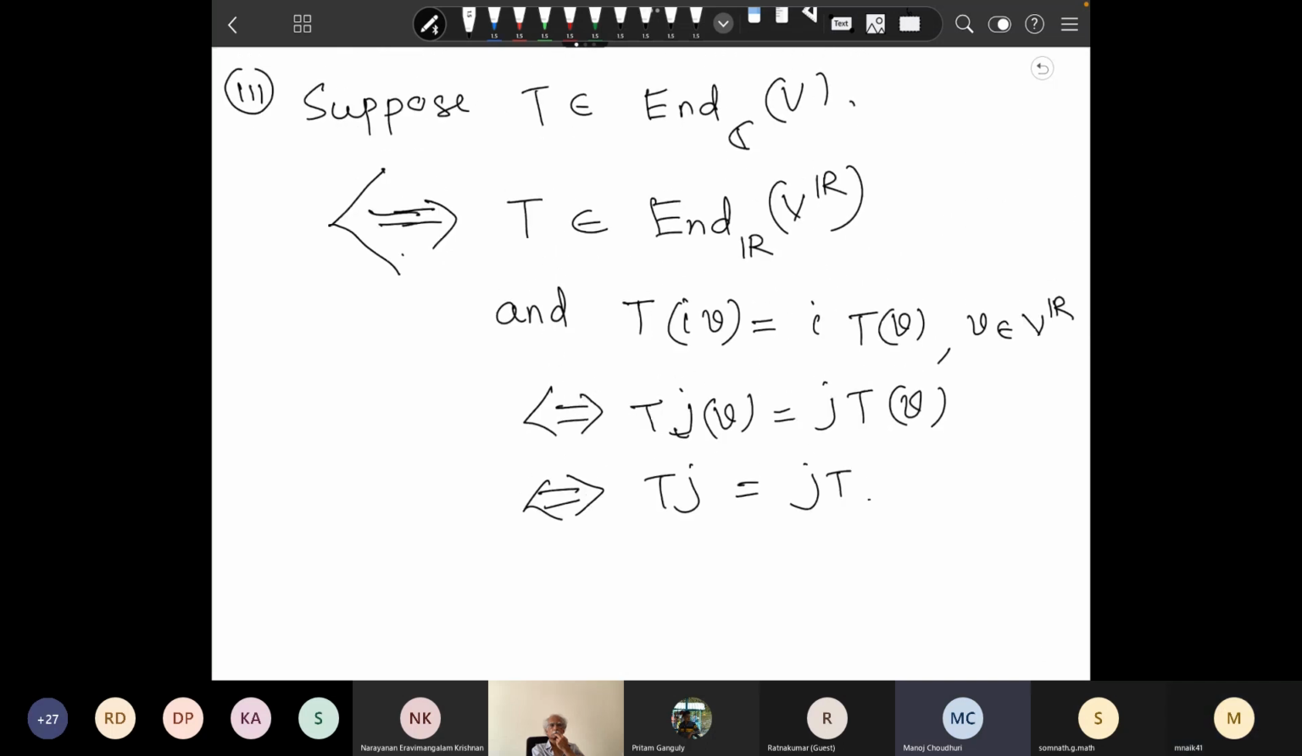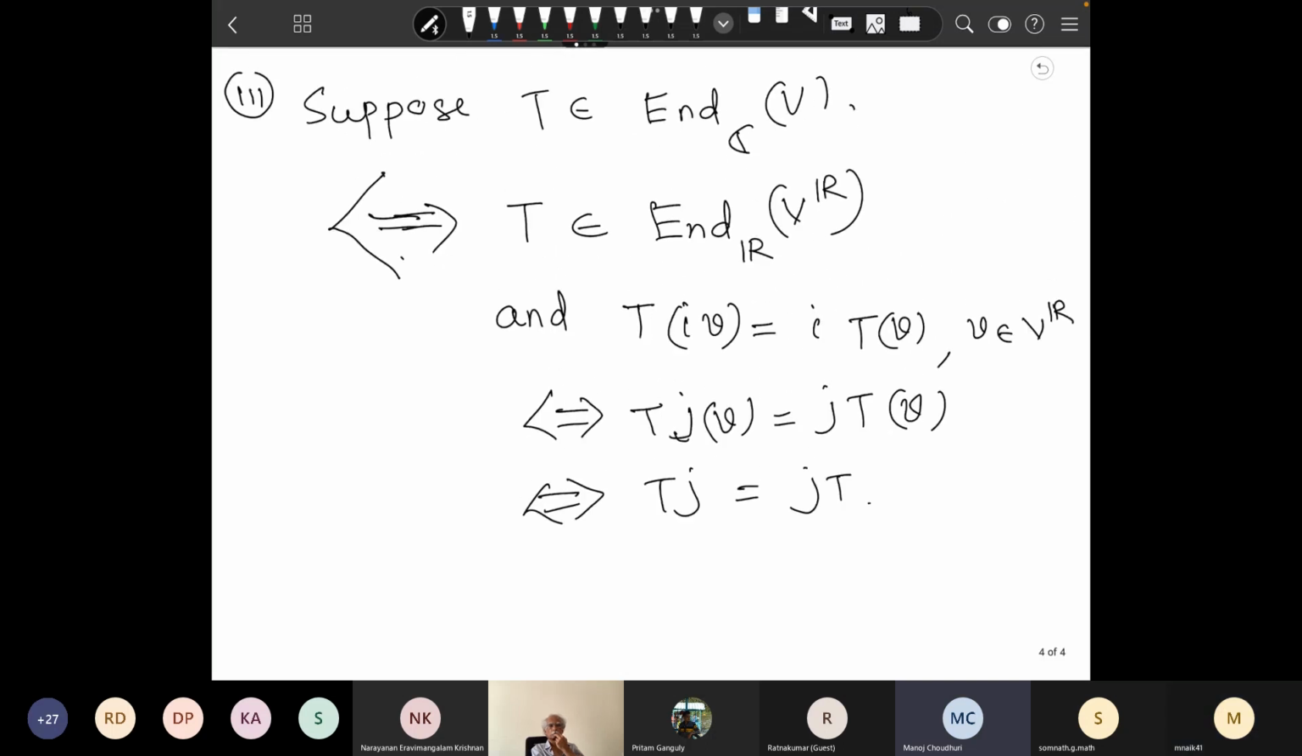Yeah, can you repeat? Your first statement was that T respects the scalar multiplication by i. That is obvious, right? Because T is complex linear. That is what I am saying. The other statement: suppose T is a real linear map on V^R and T respects scalar multiplication by i. That means T is complex linear.